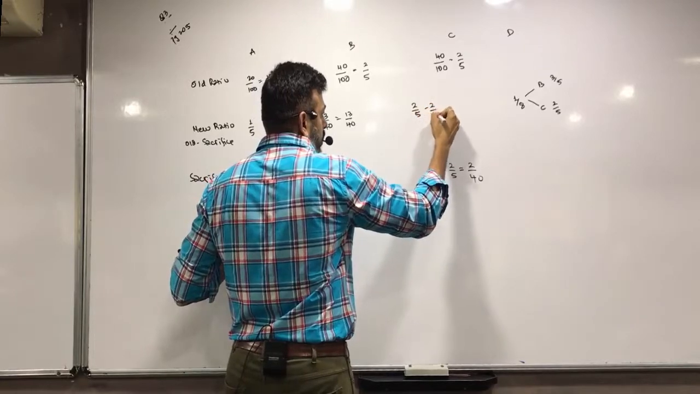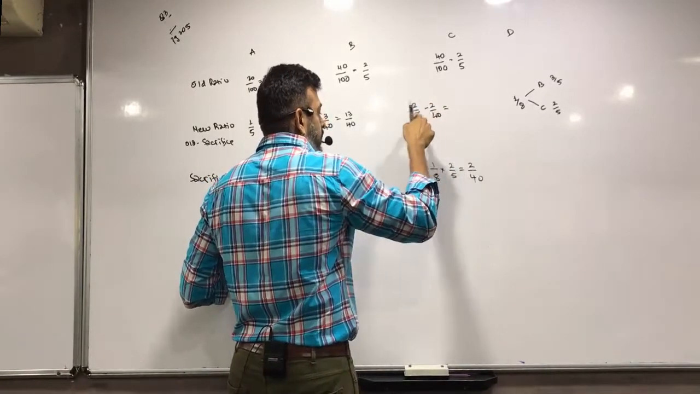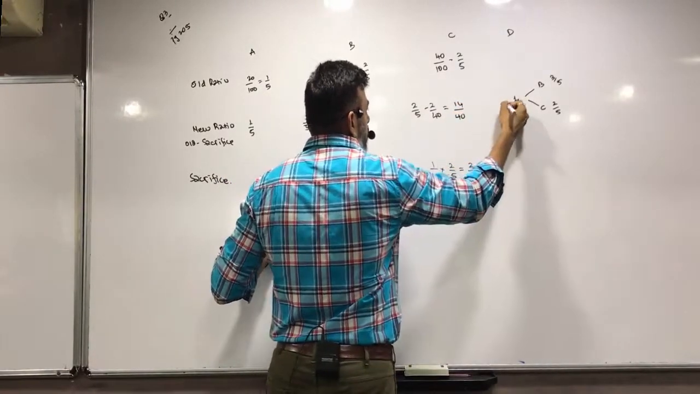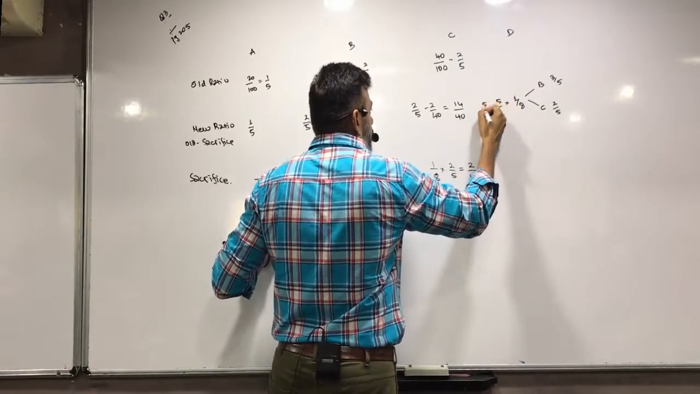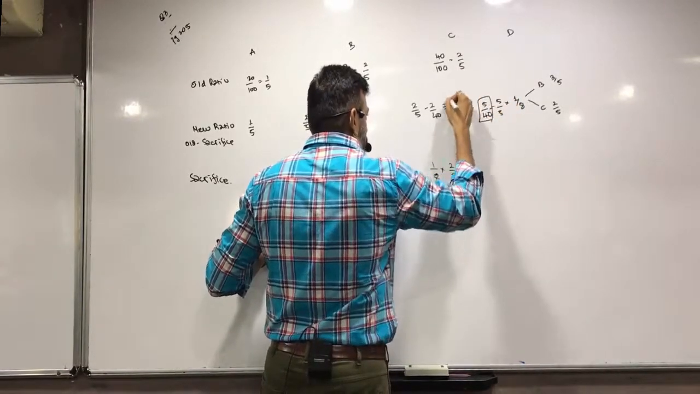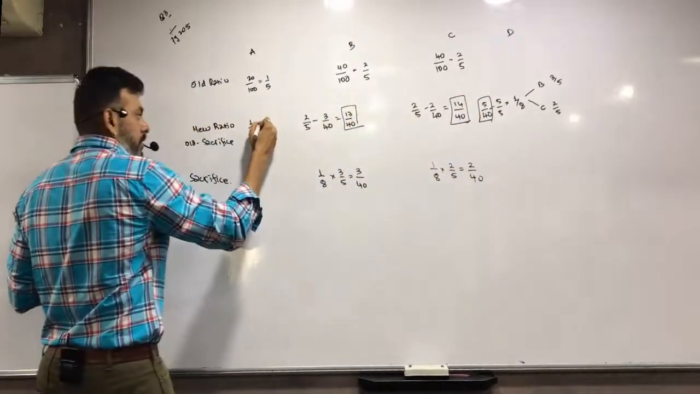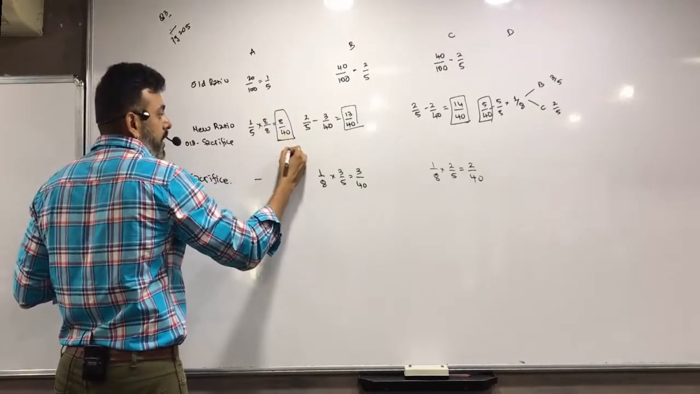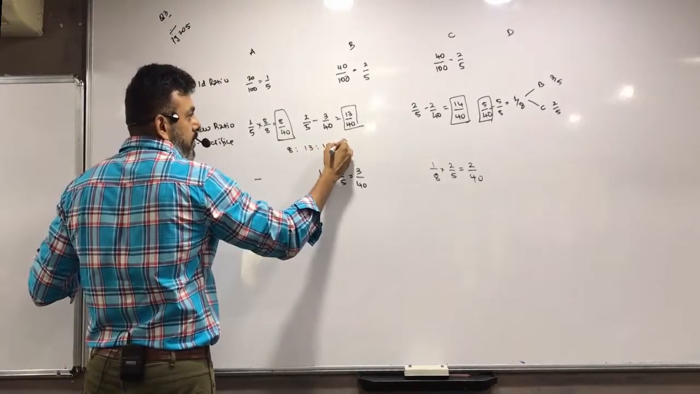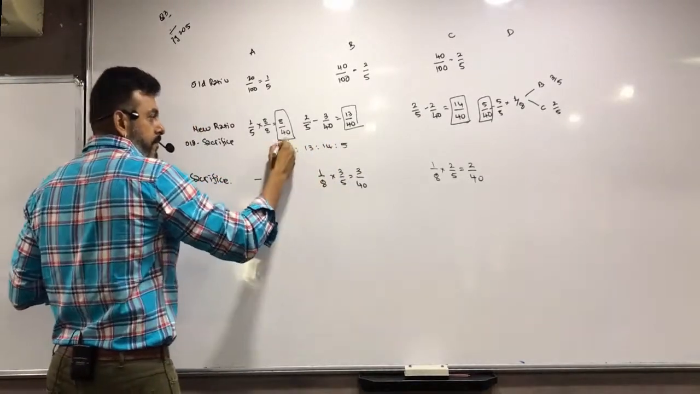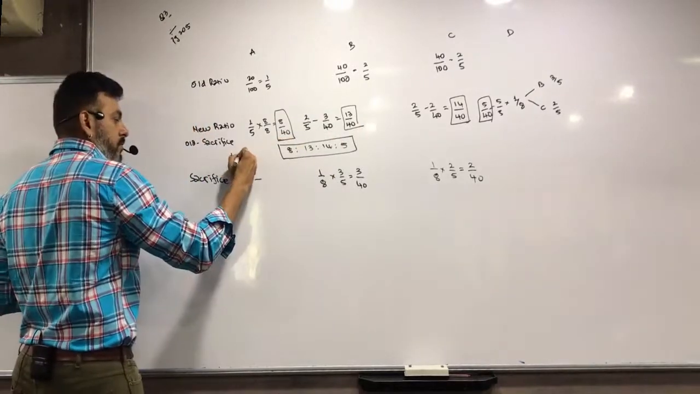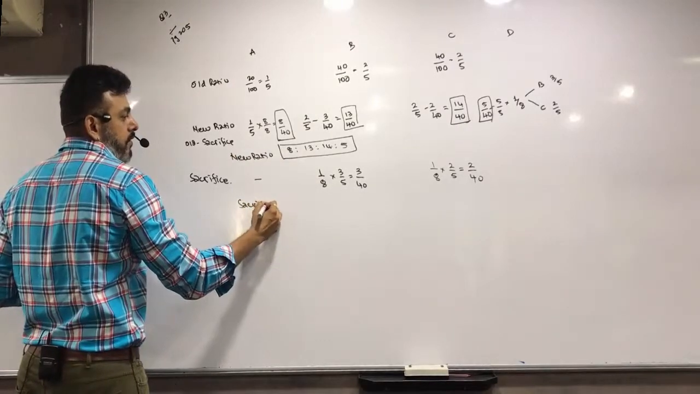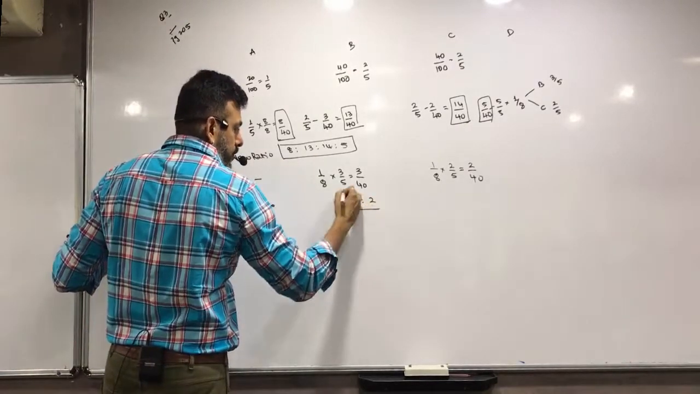Over here 2/5 minus 2/40. 5 8s are 40, 8 2s are 16 minus 2 is 14/40. And here 5/5, 5/40. Here 8/8, 8/40. So new ratio is 8:13:14:5. Isn't it? And sacrifice 3:2 between B and C.